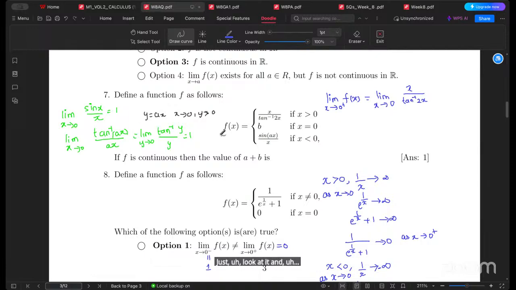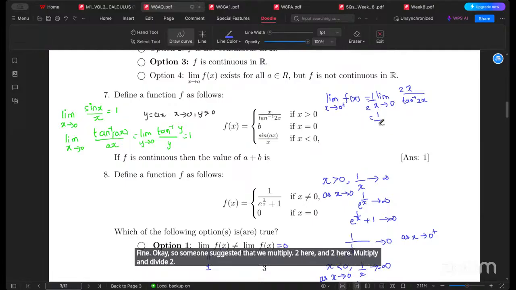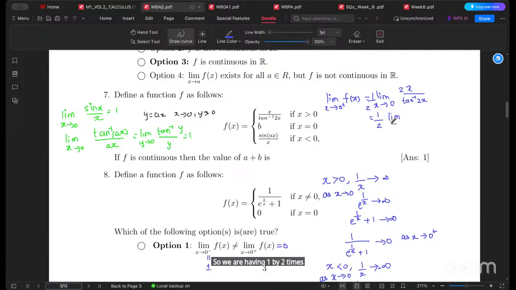When you practice, you will get to know these formulas. Someone suggested that we multiply and divide by 2 here. So you have 1 by 2 times the limit as x goes to 0, or we can replace the x by y, so y by tan inverse of y.